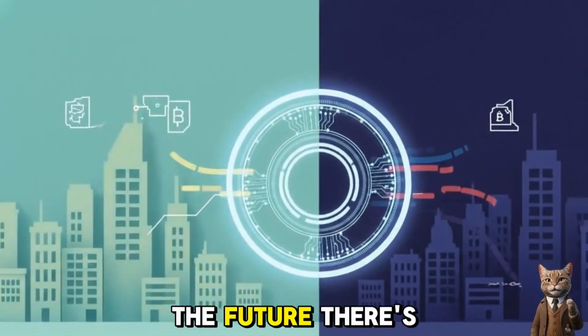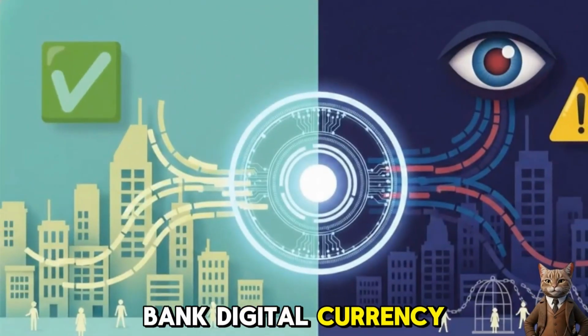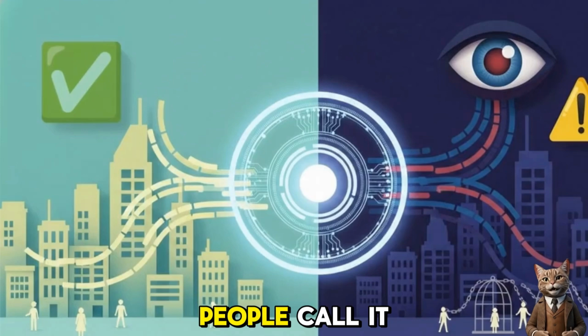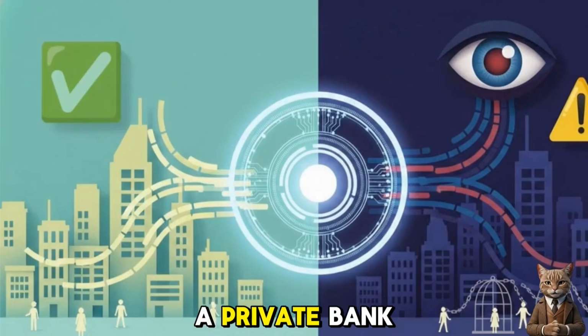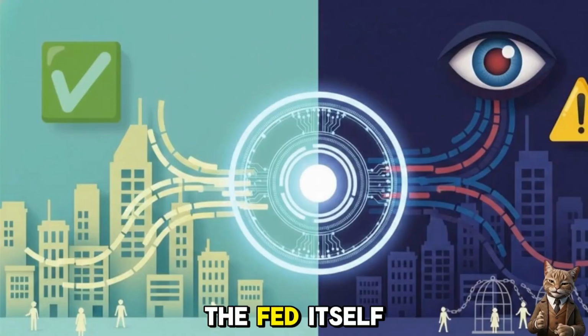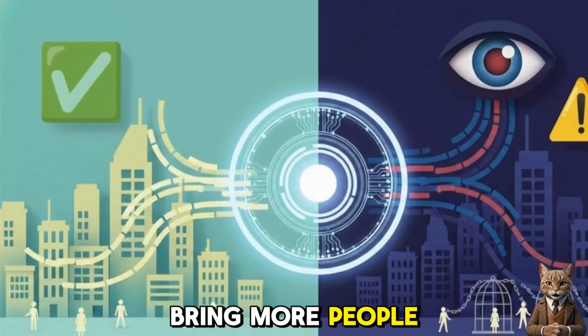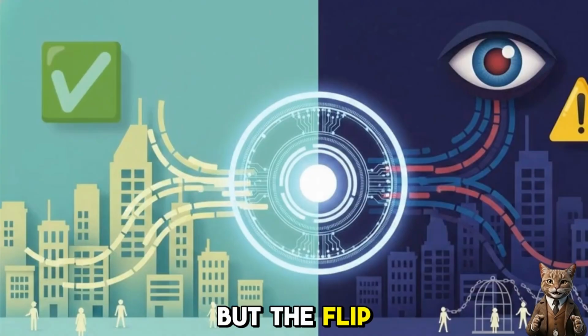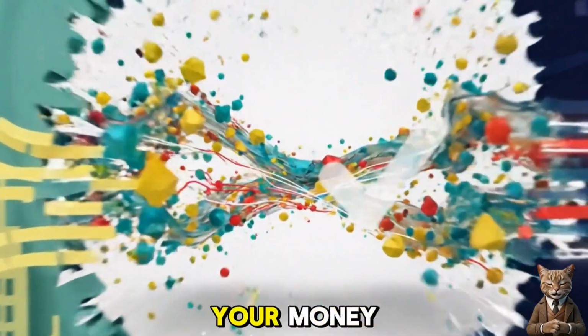And speaking of the future, there's this big idea floating around called a central bank digital currency, or a CBDC. People call it the digital dollar. The idea is, instead of having an account at a private bank, your account would be directly with the Fed itself. Now, the promise is that it could make payments super fast and bring more people into the financial system. But the flip side? Well, it raises some massive questions about privacy and government control over your money.